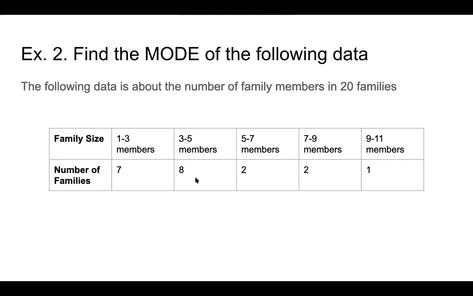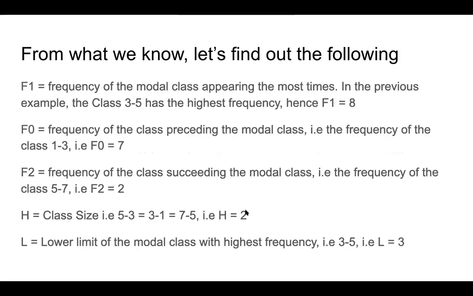Then what is the class size here? How many numbers are there in one class? So 3 minus 1 is 2, 5 minus 3 is 2, 7 minus 5 is 2, 9 minus 7 is 2, 11 minus 9 is 2. So the class size here is 2. How many people in every class? There are 2 people, so the class size is 2.